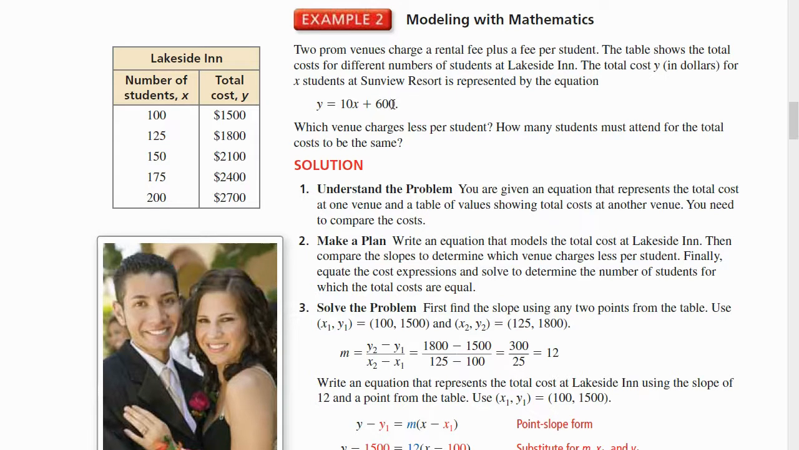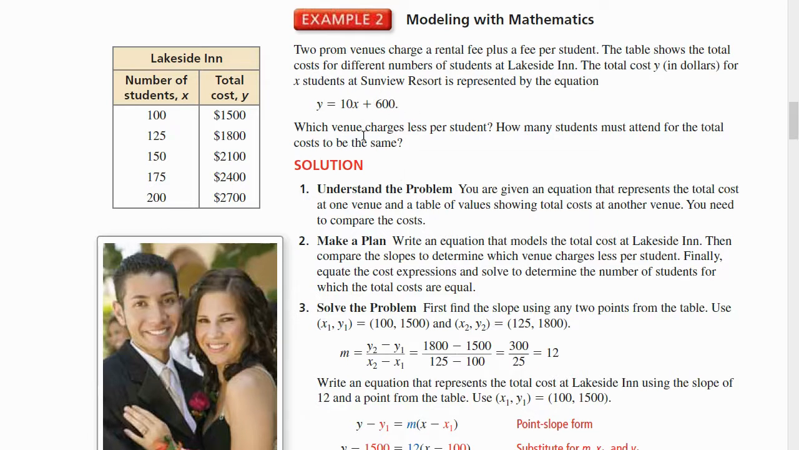Well, that means this is some sort of a startup fee. So this is going to represent, it's going to cost us $600 like to reserve the place, or $600 deposit just to have the prom, plus $10 per student. So you guys are used to this kind of thought process where there's some fee for having something plus it's a rate per whatever. And so for Sunview, it's $10 per student, $600 to reserve the place, okay?